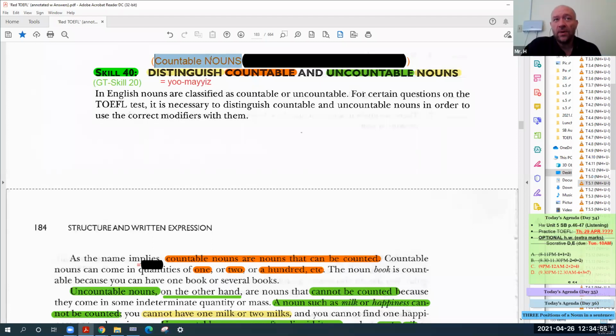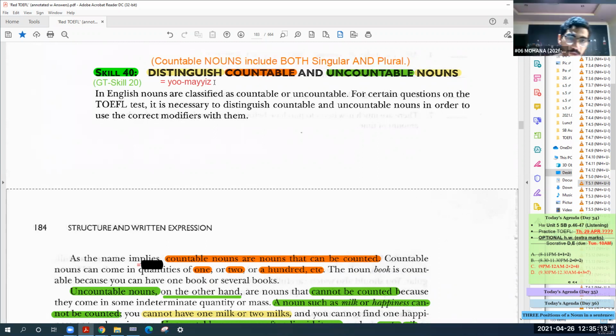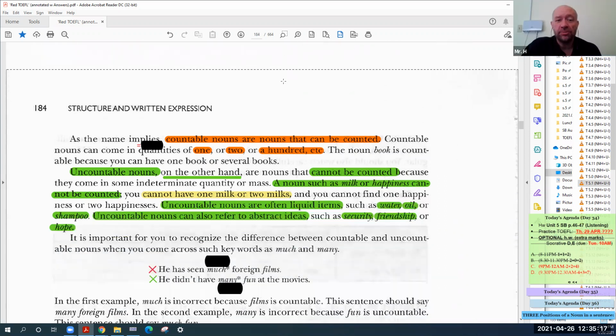But does it include singular? Is it just singular nouns? Only singular nouns? No, not only singular. Singular and plural. Okay. Can you read that? Include both singular and plural. Exactly. Include both singular and plural nouns.